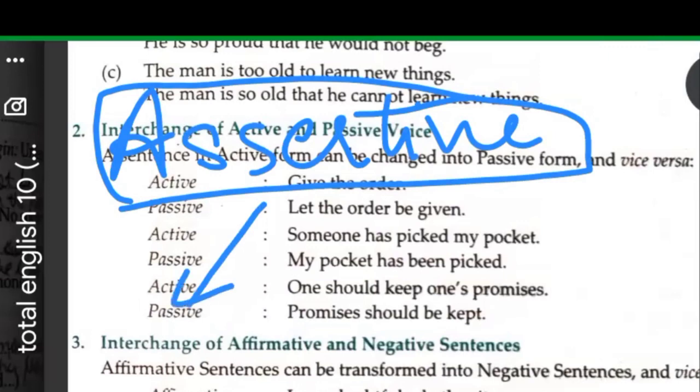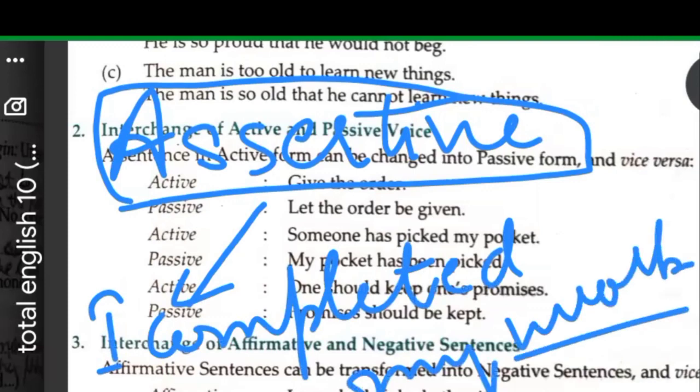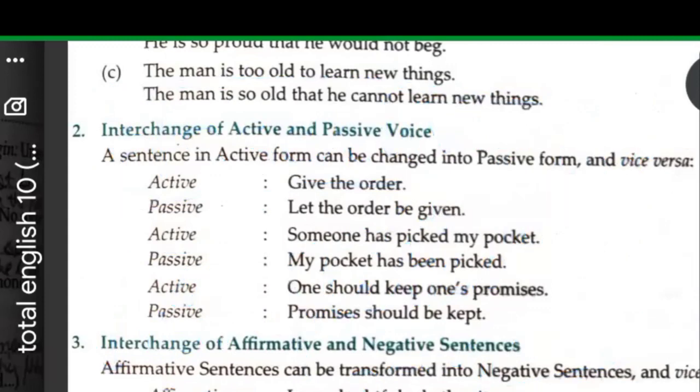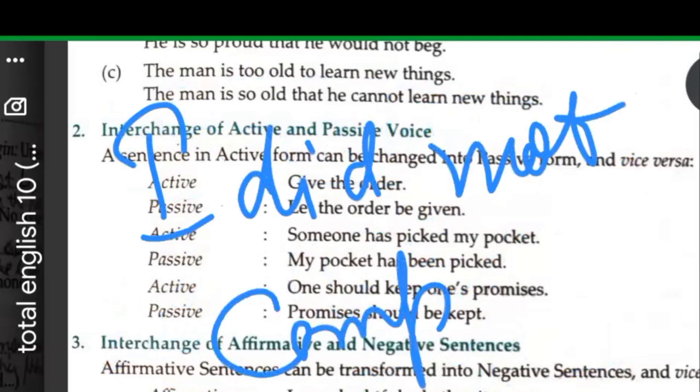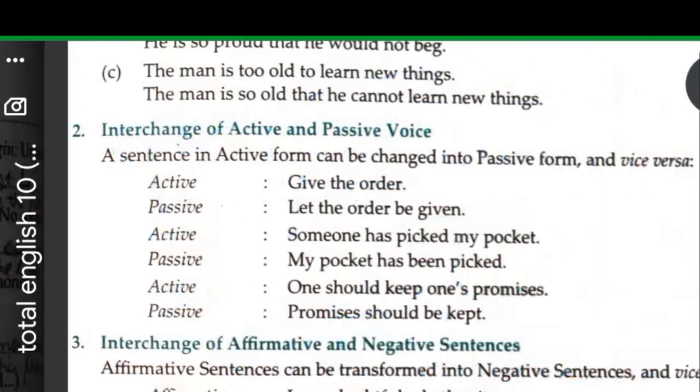When we say something, I completed my work. If an assertive sentence is made in the yes form, let me write the whole sentence: I completed my work. When I say something in yes form, it is in the affirmative tone. But when I say the same sentence, I did not complete my work, I said it in the negative form. So it is in the negative form. That is the difference between affirmative and negative.